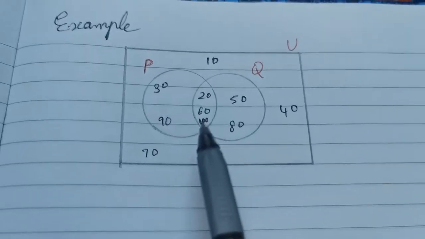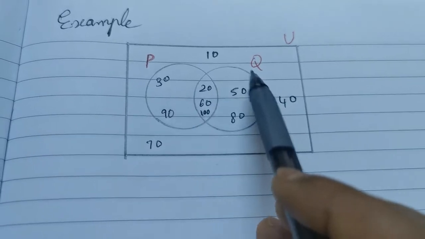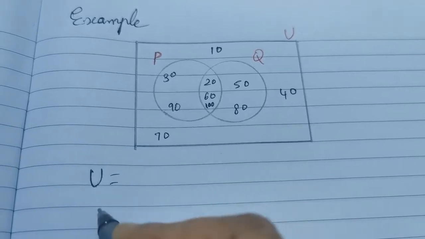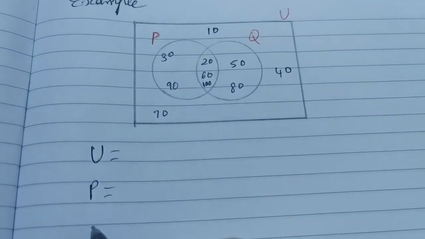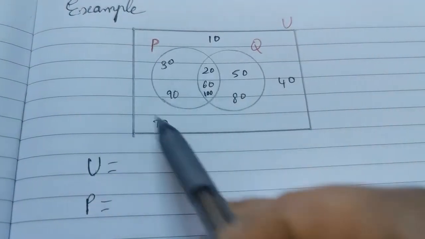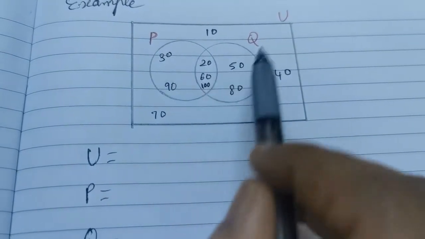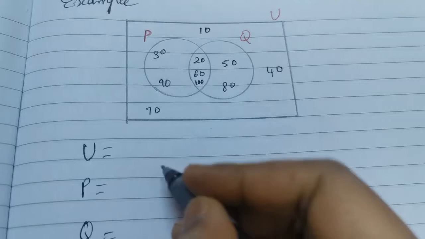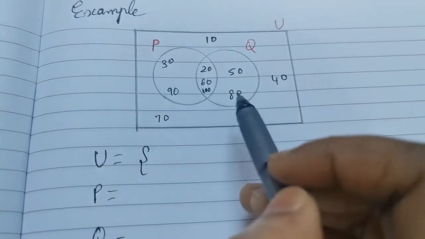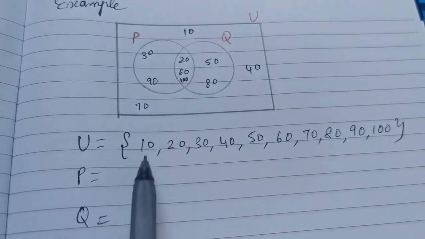Here I have an example. The Venn diagram has a universal set and a set P and a set Q, which are subsets of the universal set. Now first let us list down the elements of the universal set, the set P and set Q. The universal set, all the elements which are present in the rectangle, including the elements in the circle, are elements of the universal set. So it has 10, 20, 30, 40, 50, 60, 70, 80, 90 and 100. So these are the elements of the universal set.